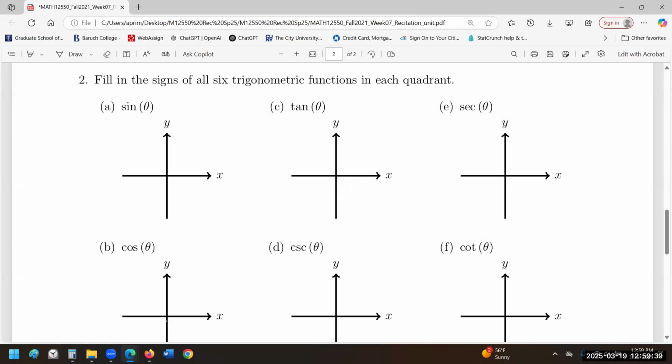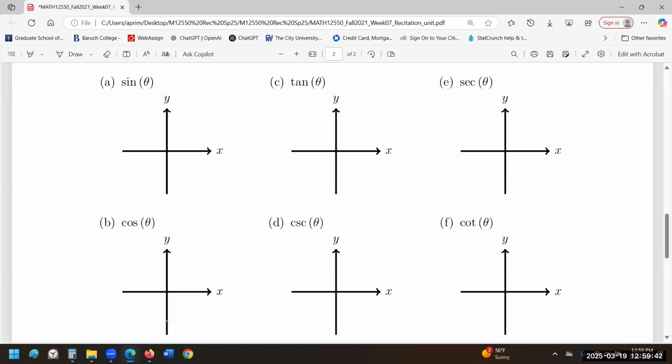Okay, so this table here, they're just telling you to give the sign for each trig function. So like I said, sine is the y value, cosine is the x value. So what sign do we have for y in each one? Well, give me a second. So they're saying for each trig function, what sign you have in each quadrant.